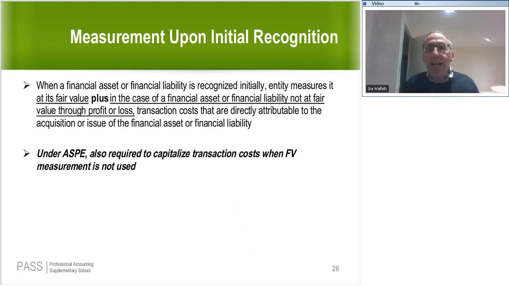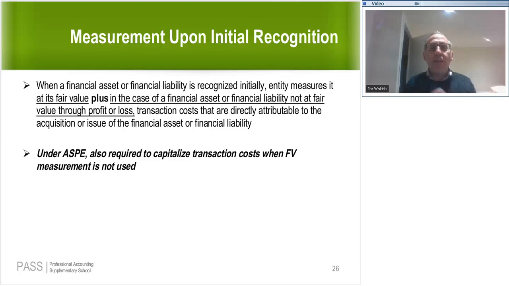When a financial asset or financial liability is initially recognized, we would typically measure it at its fair value, plus, in the case of a financial asset or financial liability where we're not measuring it at fair value through profit or loss, I will explain what that category is in just a few minutes. But for now, let's understand that that category called fair value through profit or loss means that we value the item at fair value on each balance sheet date, with any change in fair value going through the income statement. We'll talk about this more in just a few minutes.